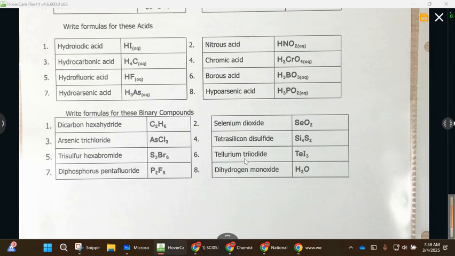All that begin with hydro end with ic acid. For polyatomics on the back of your sheet, if they end in ATE, they become ic acid. If they end in ITE, they become OUS acid. Any questions?